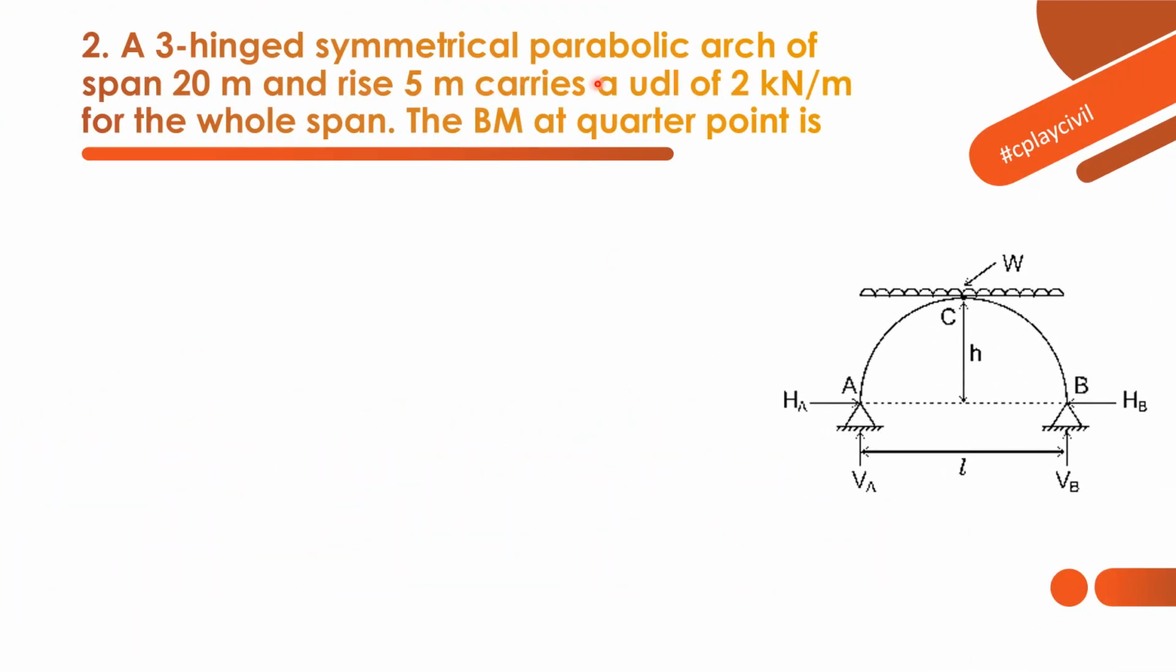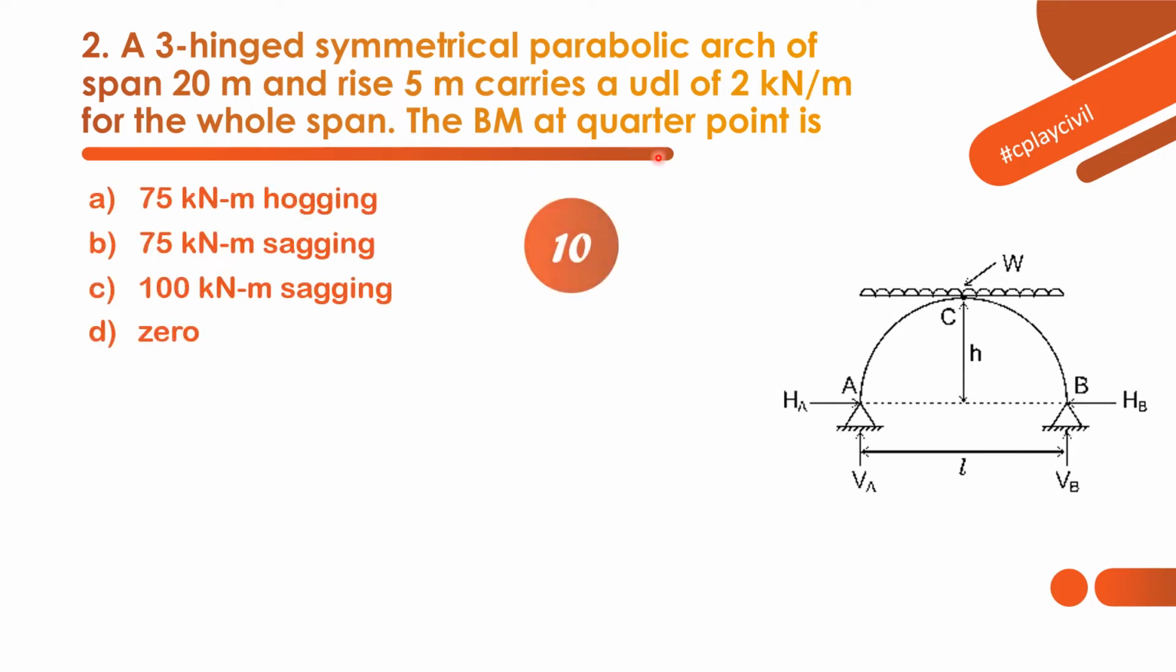A three-hinged symmetrical parabolic arch. Again, we are going to talk about the three-hinged parabolic arch only, having a span of 20 meter and a rise of 5 meter. It carries a UDL of 2 kN per meter for the whole span, like this. We have to find the bending moment at the quarter point.